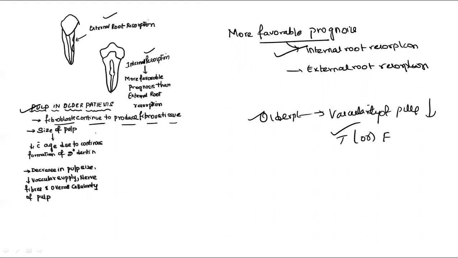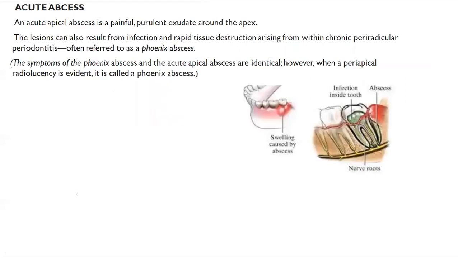The size of the pulp decreases with age due to continuous formation of secondary dentin. Decrease in pulp size decreases the vascular supply, nerve fibers, and overall cellularity and vascularity of the pulp.